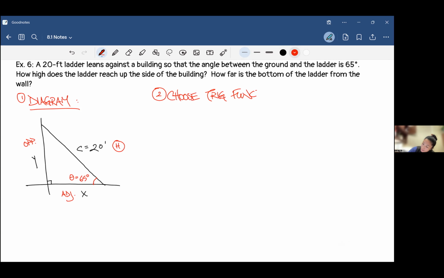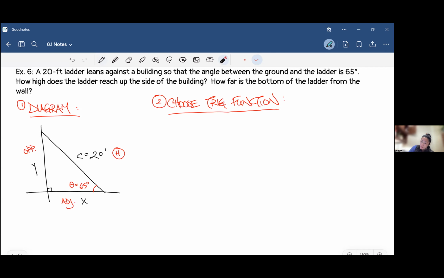Because what we're going to do right now is choose the correct trig function. And it's not just a guess. We're not just going to guess, like, oh, I'm feeling like sine today, or I'm feeling like cosine today. We're going to use the information here to help us choose appropriately. Okay.